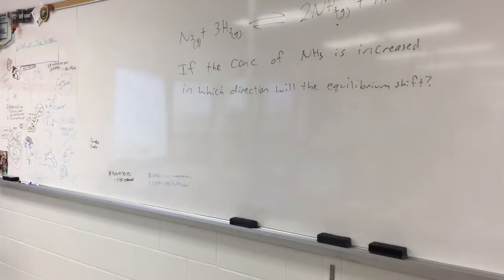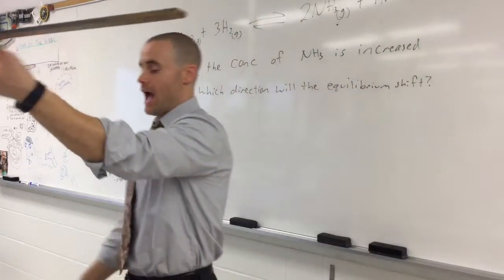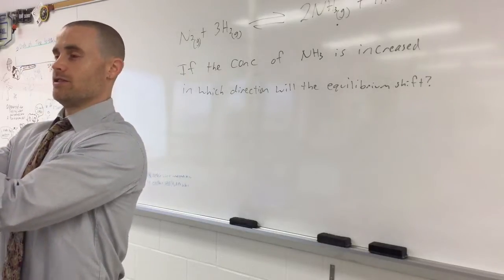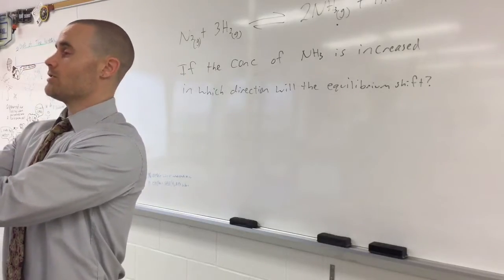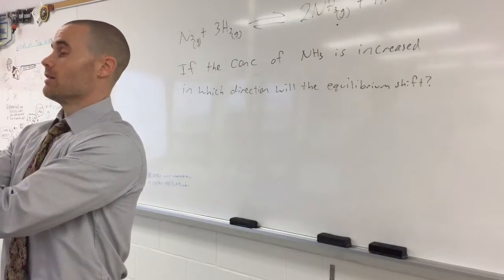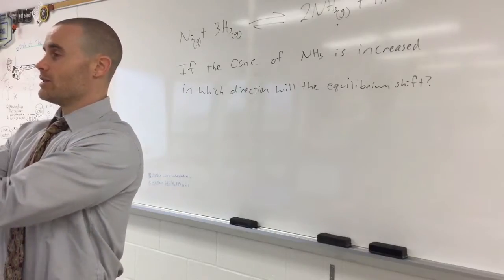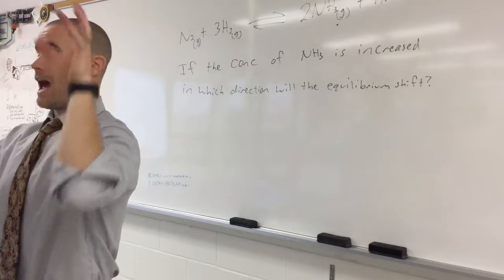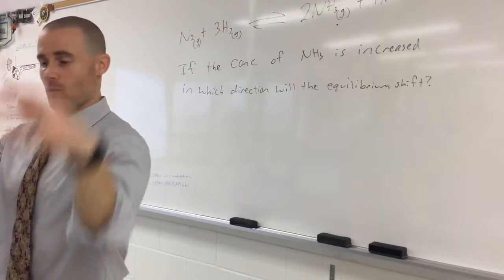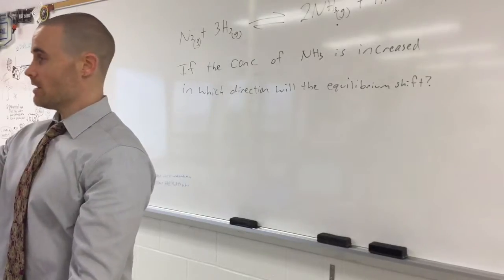Here, I'll use this. We're balanced originally. If I add more NH3, imagine it's a seesaw, which side is going to go down? I can do it from your perspective. Is it the right side or the left side? Where's NH3? On the right side. So if I add more, this will go down. Like a seesaw. You put more people on this side, it goes down. Does that make sense? Everybody with me?